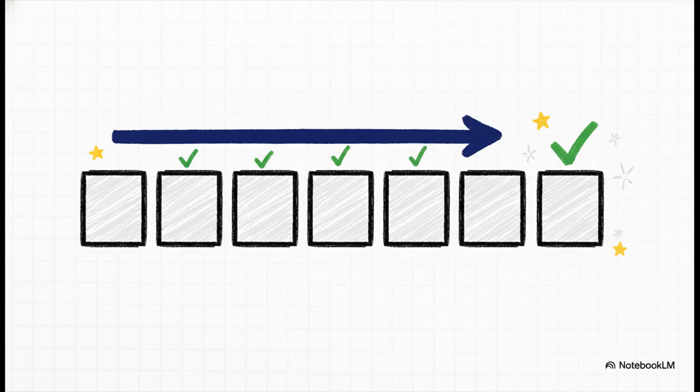I mean, think about it. For each number, the algorithm just has to glance at the one before it, confirm, yep, everything's in order, and then move on. It barely breaks a sweat. It's basically just doing a victory lap.